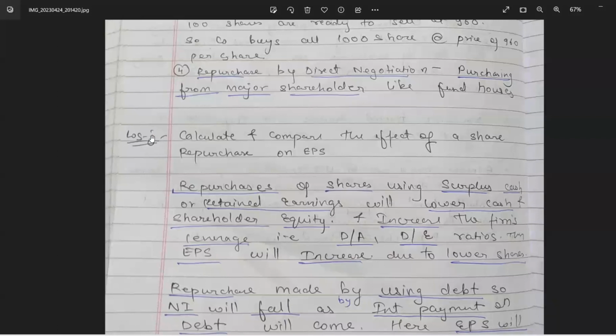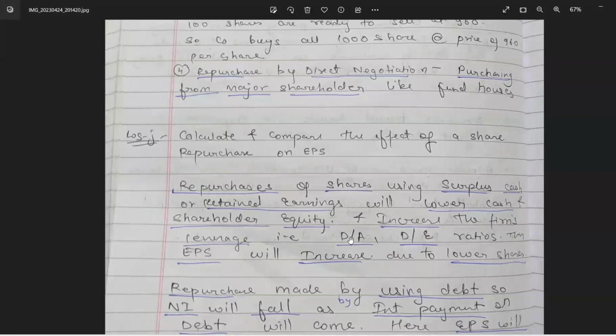Next one is LOS J. Calculate and compare the effect of a share repurchase on EPS. If the company buys back its own shares, the common shares in the market will decrease and the EPS will increase, as EPS is net income divided by average common shares outstanding. The repurchase of shares using surplus cash or retained earnings will lower cash and shareholders' equity.